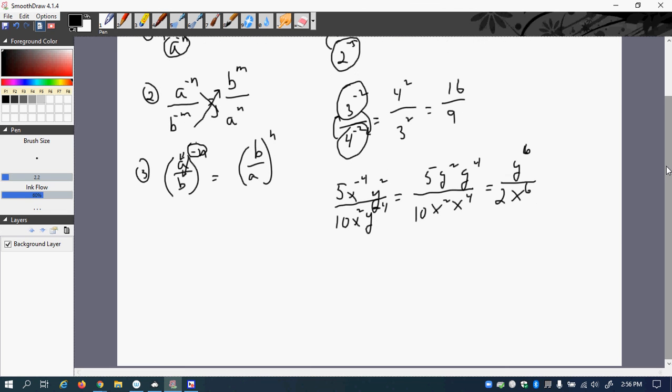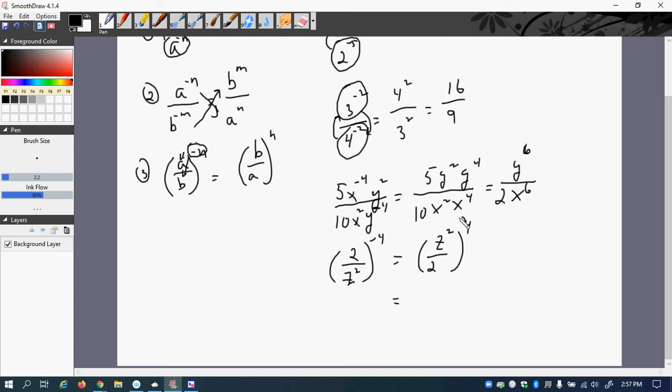Alright, so we have this problem where it's 2 divided by z to the 2nd, and that's all to the power of negative 4. So that just means we switch things. The 2 goes down to the denominator, and the z squared goes to the numerator. So that's z squared over 2 and that's to the 4th.